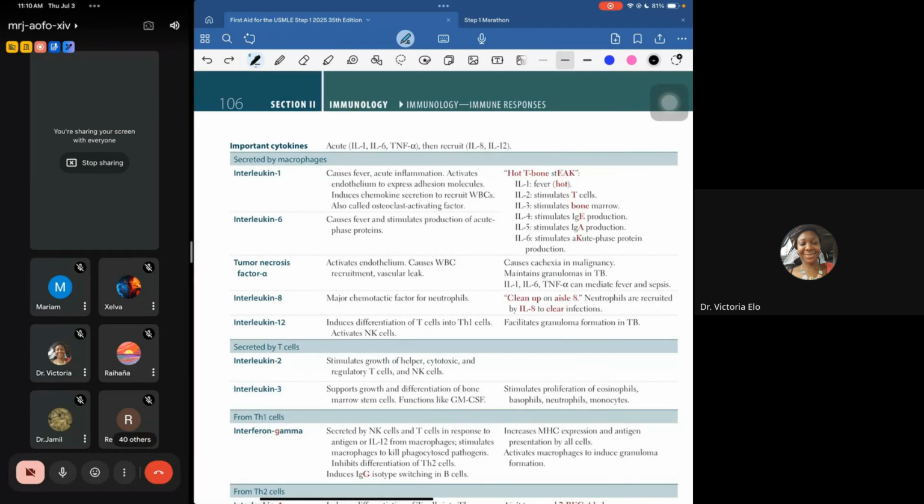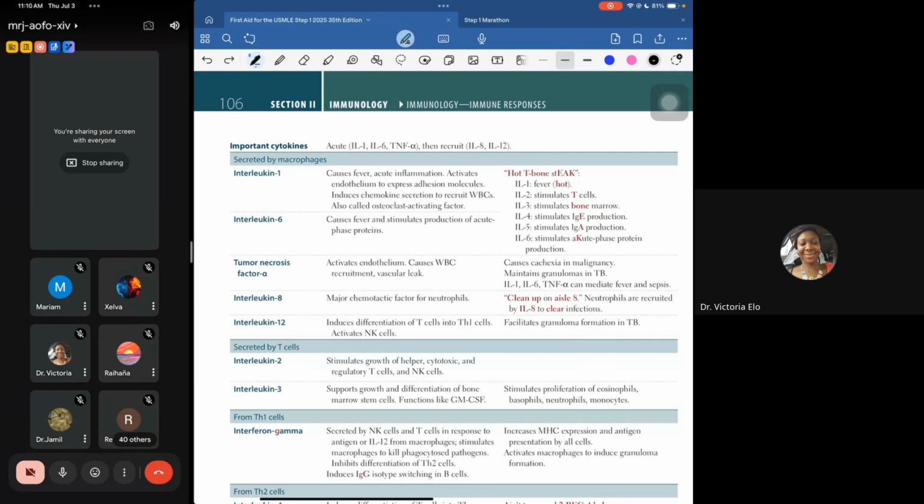Let's start with interleukin 1. First of all, the most important thing: interleukin 1 is produced by WBCs, right? It causes fever. You're going to be asked again and again what causes fever? Interleukin 1. Second thing is that it can increase the formation of chemokines.